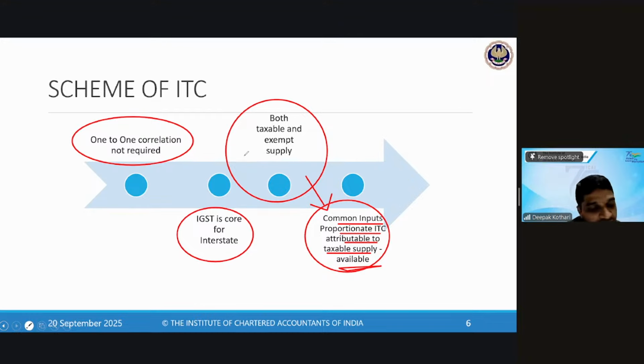And when we had said that input tax credit can be blocked, but when you're making taxable and exempt supplies, then the common inputs, okay, common inputs, you can claim proportionately for the taxable supply, because your credit is blocked when you're making exempt supply, but credit is available when you're making taxable supply. Say in a situation when you have both exempted and taxable, proportionate credit can be claimed. Okay.